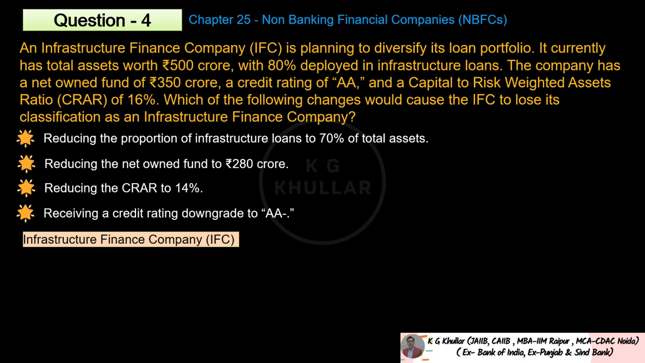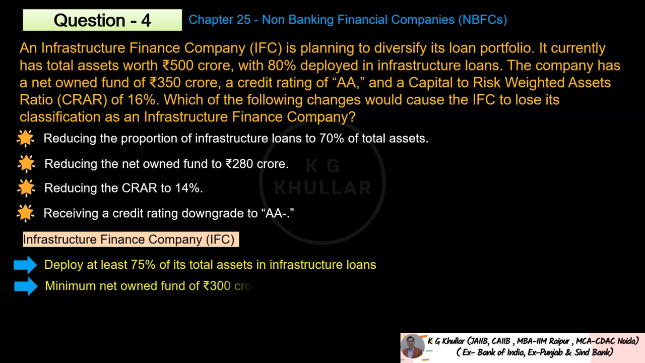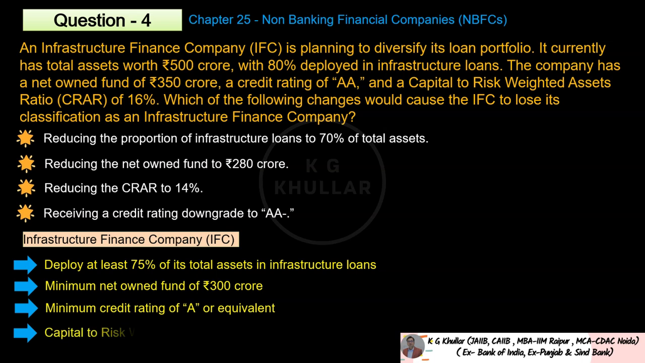Now friends, please note an infrastructure finance company, that is IFC, must deploy at least 75% of its total assets in infrastructure loans, having a minimum net owned fund of Rs 300 crores, also a minimum credit rating of A or equivalent, and a capital to risk weighted asset ratio, that is CRAR, of 15%. So please remember these very important facts.